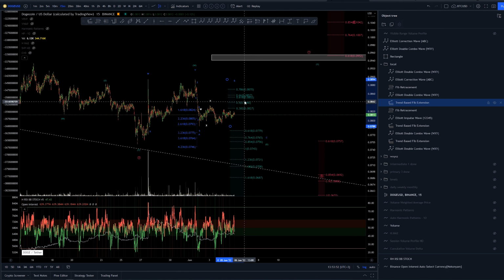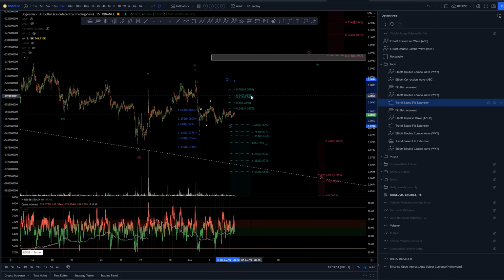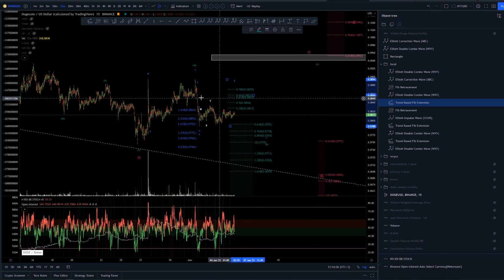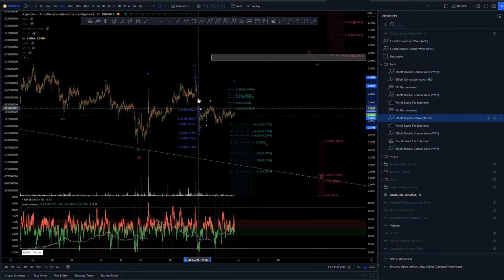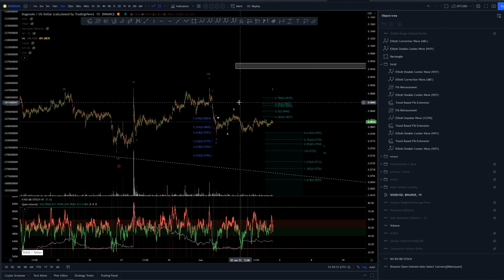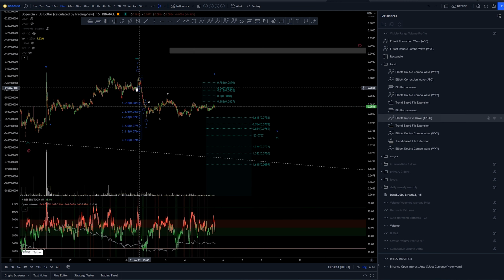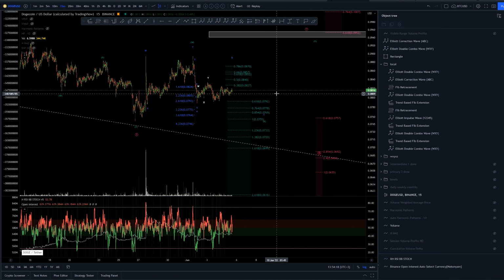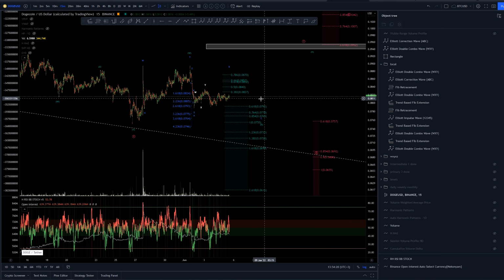But again, if we are pulling this to the normal areas we would be expecting for wave B to be pulling back, or wave 2 to be pulling back, then we could be looking at around the golden pocket. We do have some kind of structural support or resistance at this point, around the golden pocket here. So that would be an area that we would be looking at.